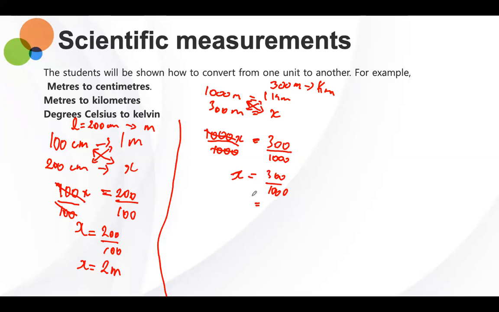Do you have a calculator? Yes, sir, I have my calculator. All right, what would 300 over 1,000 be equal to? The answer says 0.3, right? So this is 0.3 kilometers. So is it clear? Yes, sir.